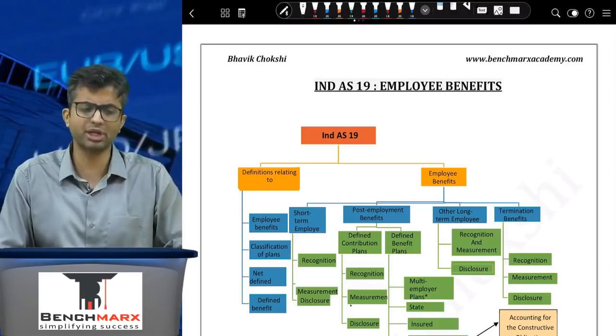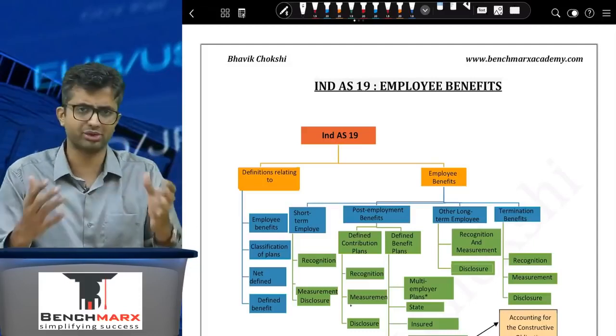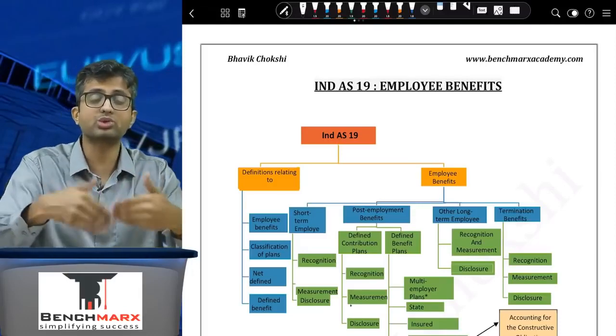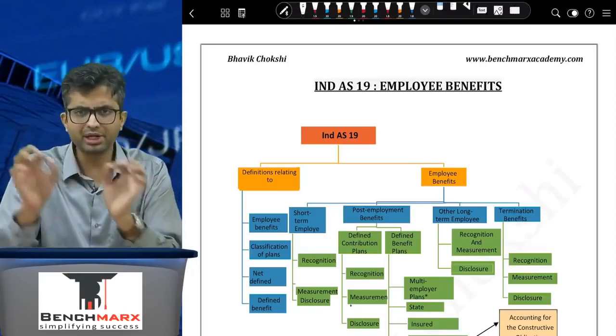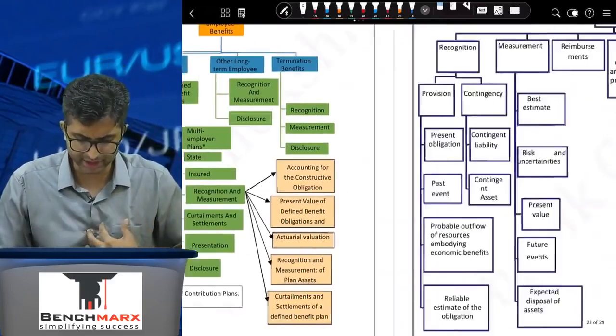And lastly, you have termination benefits. These are benefits which are paid at the time of termination. When a VRS or a retrenchment is announced, it will be recorded if expenses are directly linked to the termination of an employee. That is Ind AS 19.